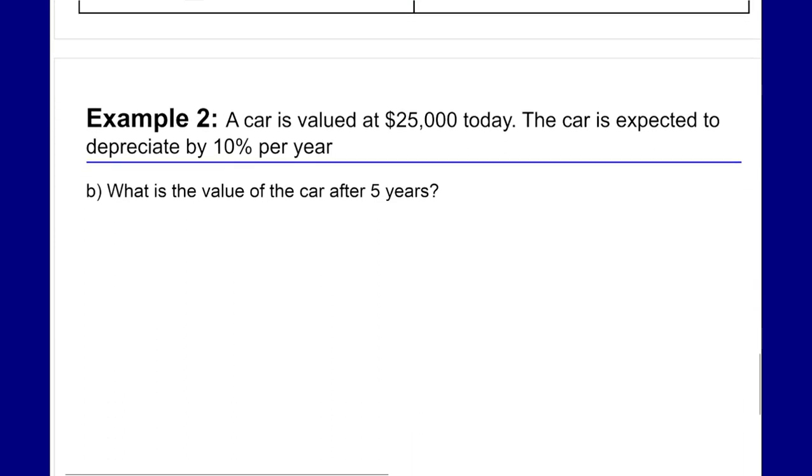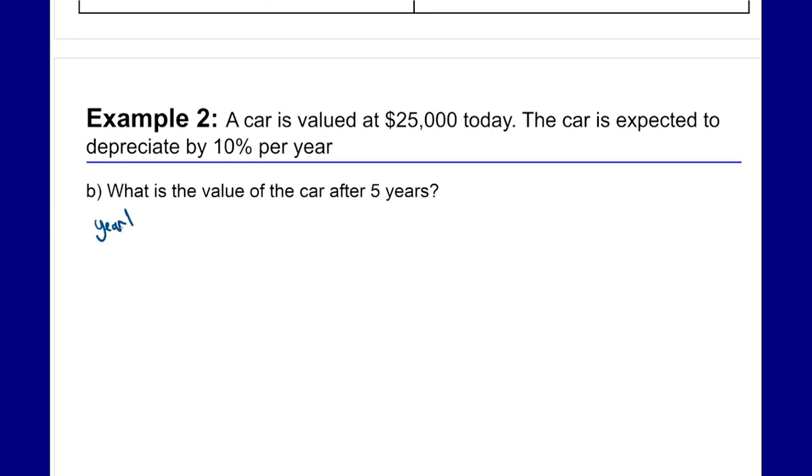So example 2, the same thing with the car. The value was $25,000, and it's expected to depreciate by 10% per year. Right now, we're just going to look at the value of the car after 5 years. Now we could go through and do the table, right?